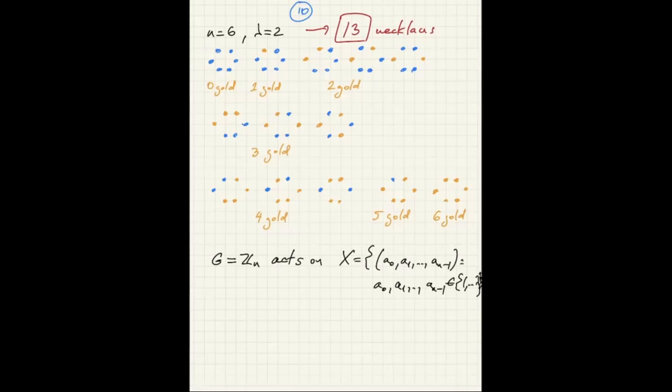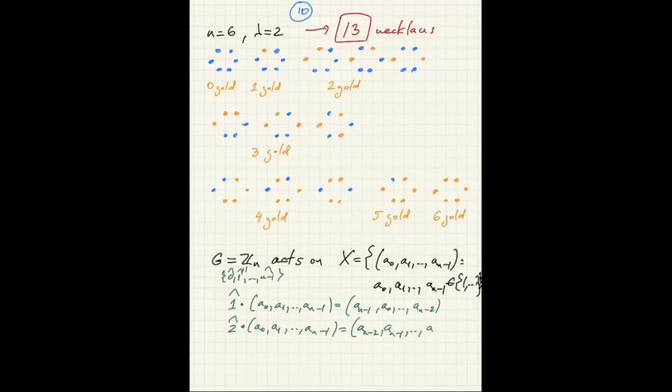What is the action? So this is as we defined it in the first lecture. 1 acting, so Zn is, let's say, 0 hat, 1 hat, up to n-1 hat, acting on (A0, A1, ..., An-1) shifts it to the right. So this is (An-1, A0, ..., An-2), and similarly 2 acting shifts it to the right by 2: (An-2, An-1, ...). And here we get An-3 at the end, and so on.